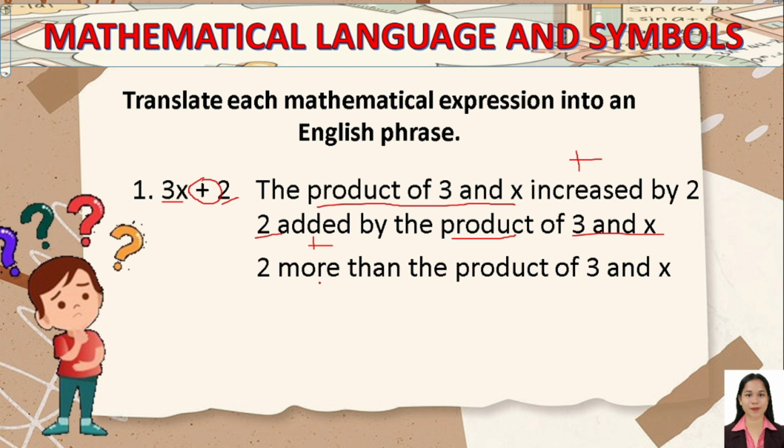And 2 more than the product of 3 and x. So ginamit natin si more than, the product of 3 and x. So the product, ito muna yung mauuna. So we have 3x plus 2.